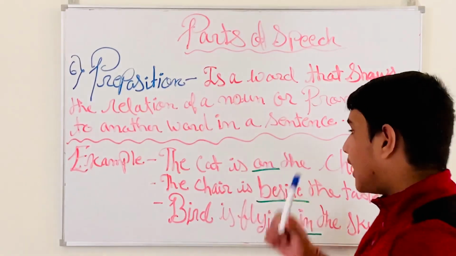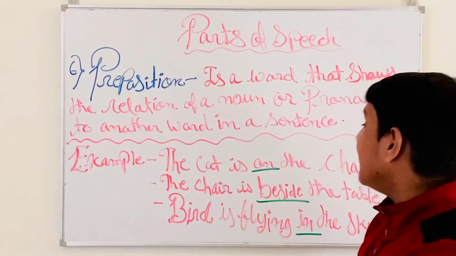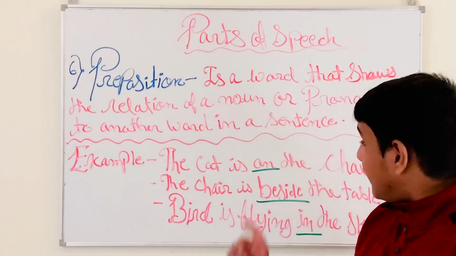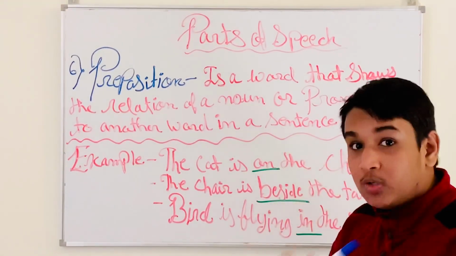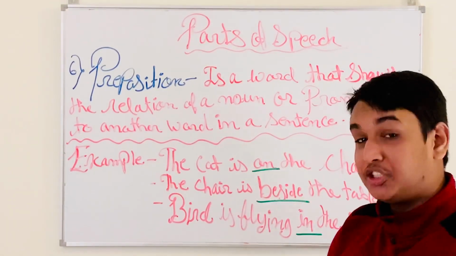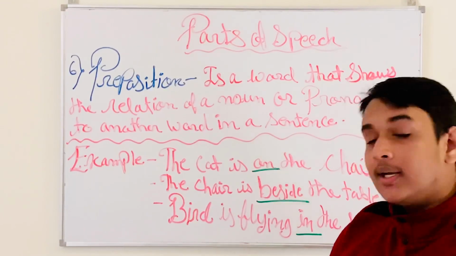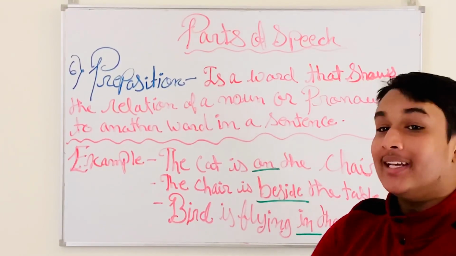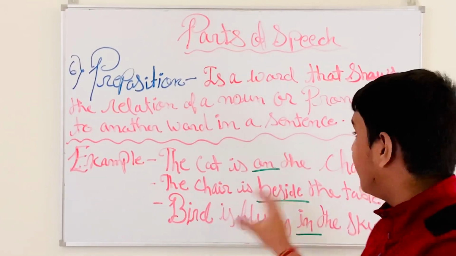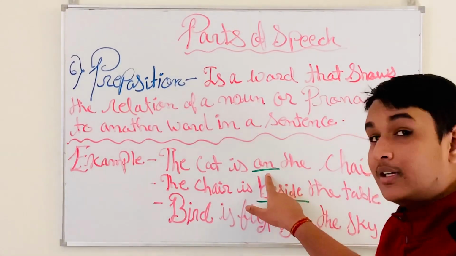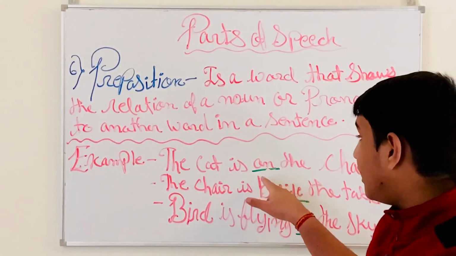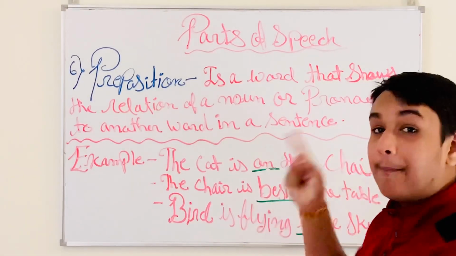Let's look at these sentences. The cat is on the chair. The word on is showing the relation between the cat and the chair. The question comes, where is the cat? Well, I'll say the cat is on the chair. So the word on, underlined in green, is a preposition.